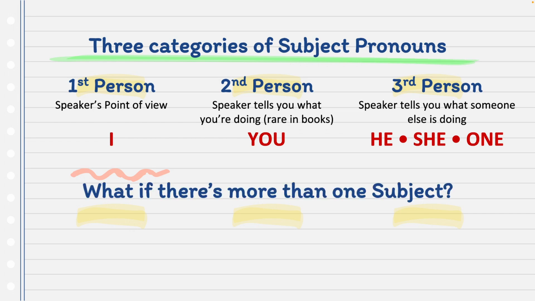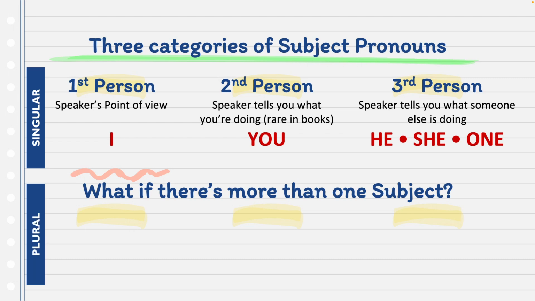Now, what if there's more than one subject? Well, these are our singular subject pronouns, I, you, he, and she. We have plural subject pronouns. The first one in English is we, right? If there's more than one of I, we are going to the beach. Second person, if there's more than one of you, you could say y'all if you're in Texas, or you say you as a group. Third person, plural, if there's more than one he or she, it is they.